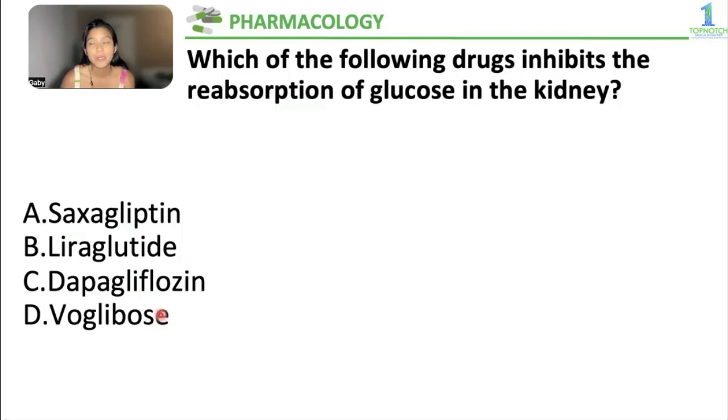Which of the following drugs inhibits the reabsorption of glucose in the kidney? So which of the following will inhibit your SGLT2? So diba, make the urine flow, dapagliflozin.